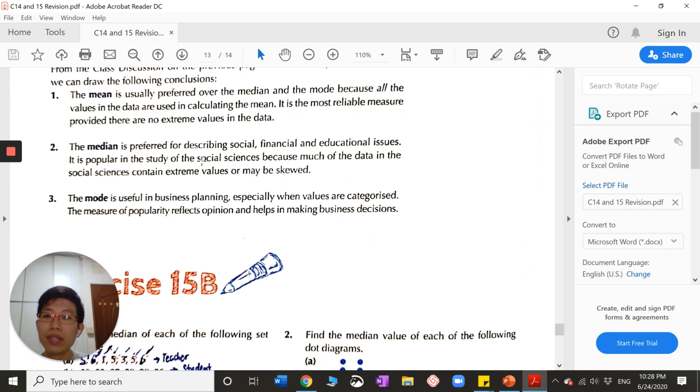Okay, so the mode is usually used for business planning. For example, there are 30 students in the class, and you want to do a survey on which is the most popular transport taken by students. Is it the bus, or the taxi, or the private car?